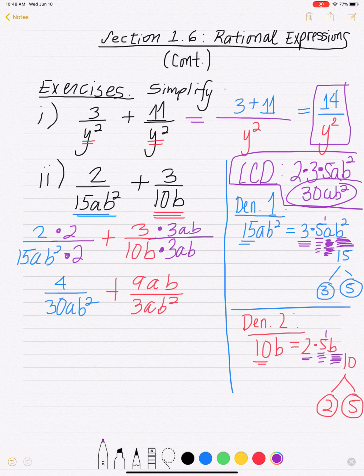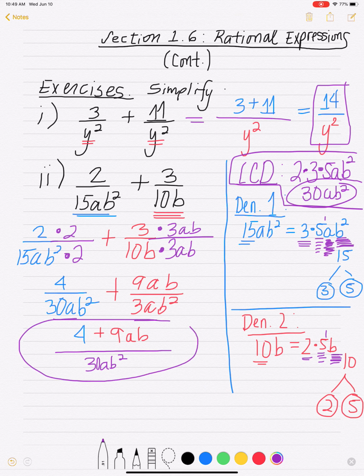So thankfully, notice we have the same denominators here, 30ab squared. So we're going to turn this into a single fraction where the 30ab squared is on bottom. That's the common denominator. And on top, you're going to have 4 plus 9ab. Now, if you could combine like terms in the top, you would do that. But here, we can't combine 4 with 9ab, so this is going to be our answer right here: 4 plus 9ab on top, and on bottom 30ab squared.